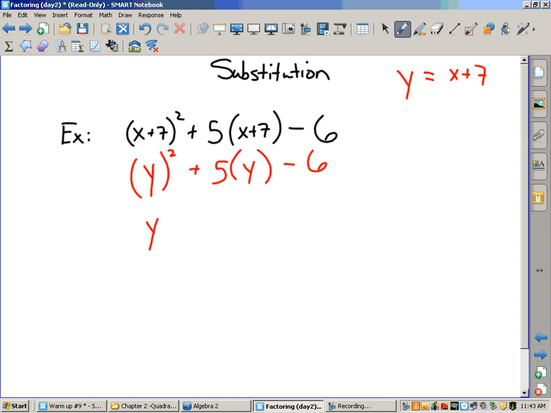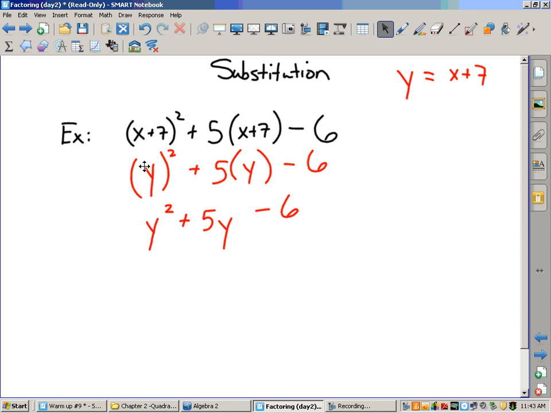So basically, that's all I have to factor. Is y squared plus 5y minus 6 a hard thing to factor? Now, when you're done factoring it, you have to substitute back in the x plus 7. Okay, go ahead and factor this. That shouldn't be too bad.